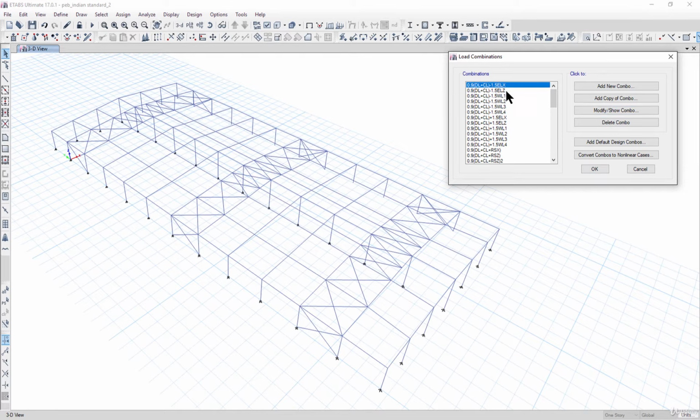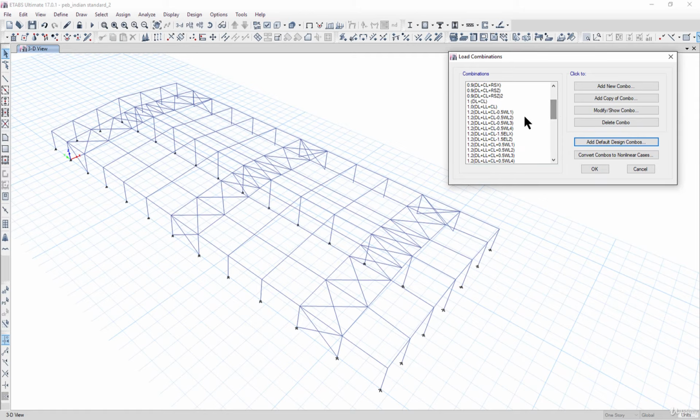First of all, our first case is earthquakes, and 0.9 dead load minus 1.5 wind. 0.9 dead load plus CL plus 1.5 wind is not here. It is here. So we need to delete these load combinations.